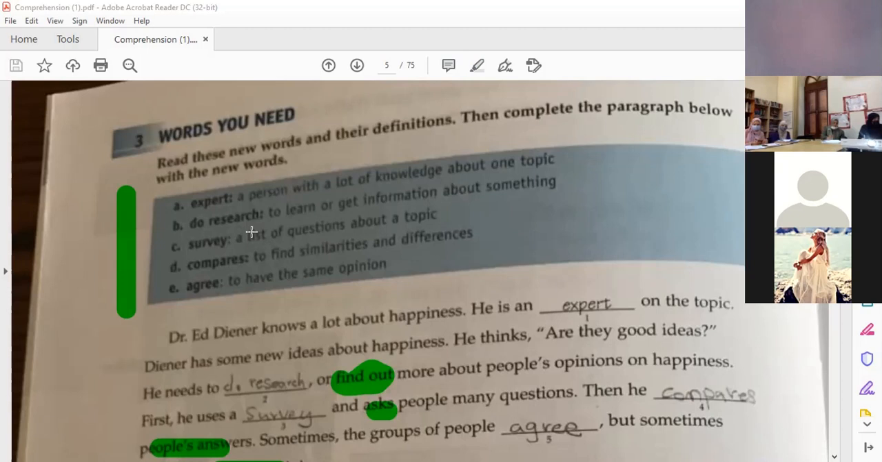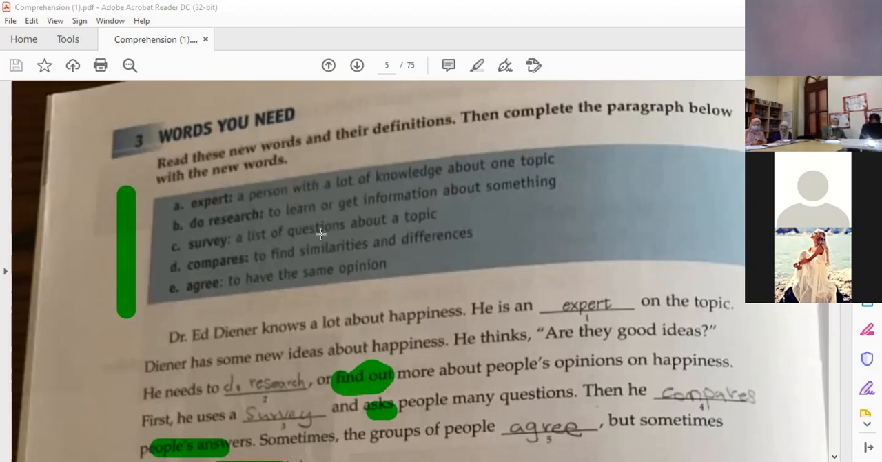Okay. So expert, as I said, knows a lot about one topic. And we have another term, do research. Researching means what? Research like Googling, or we use it in everyday language. Google, يعني انك انت تبحث, to learn or to get information about something. So whenever we research, we do what? We go to the internet or library to know about one thing. It's a process of learning new things.